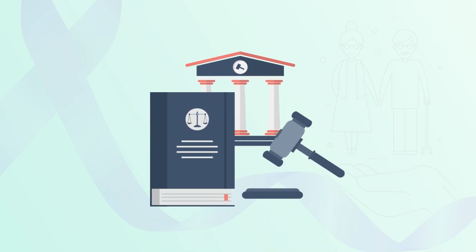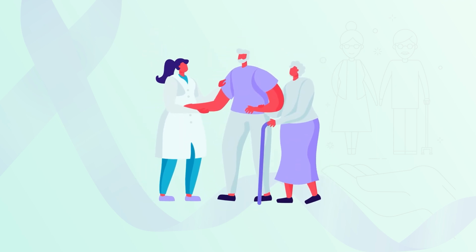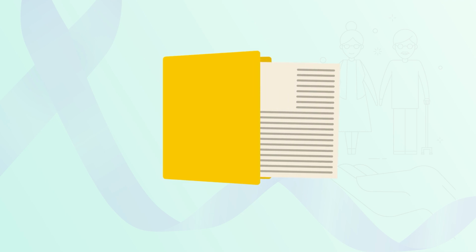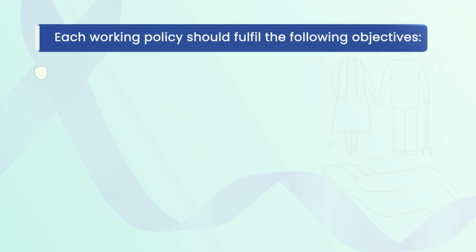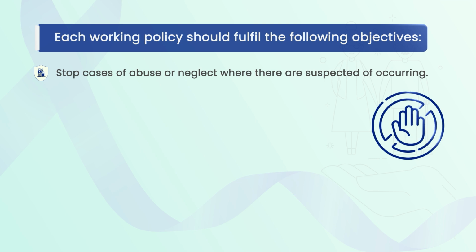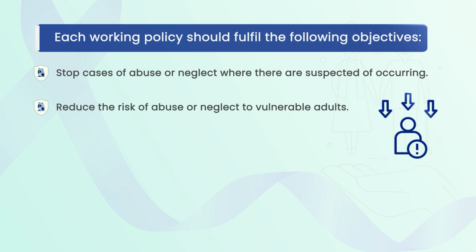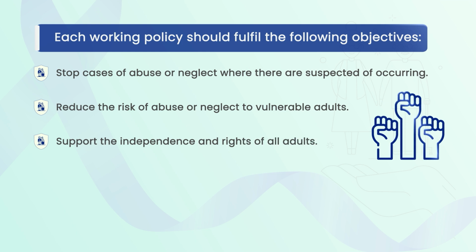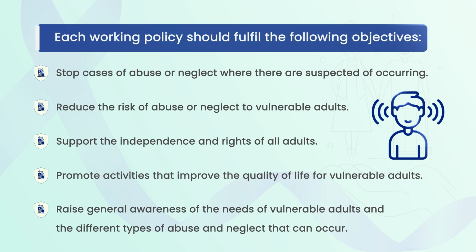It is a legal requirement under the Care Act 2014 for a caregiving organisation to have policies and procedures in place to safeguard vulnerable adults. Each working policy should fulfil the following objectives: stop cases of abuse or neglect where they are suspected of occurring, reduce the risk of abuse or neglect to vulnerable adults, support the independence and rights of all adults, promote activities that improve the quality of life for vulnerable adults, raise general awareness of the needs of vulnerable adults and the different types of abuse and neglect that can occur.